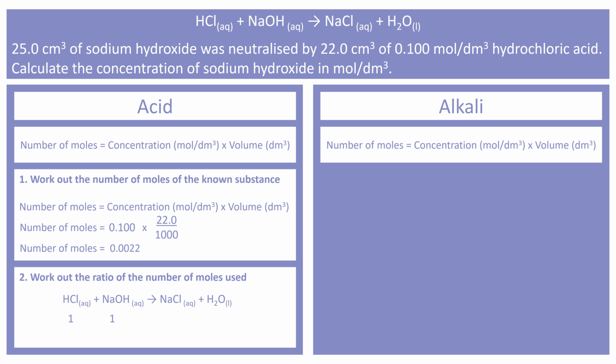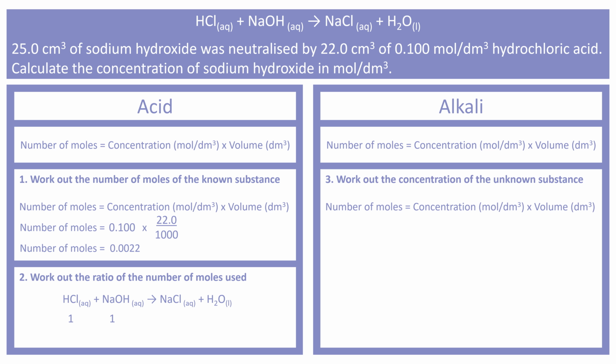Again, we use the same formula that we used earlier. The number of moles equals the concentration times volume. However, as we're trying to find the concentration, we need to rearrange the equation, and moving volume over leaves us with concentration equals the number of moles divided by the volume. We can now substitute our values in.